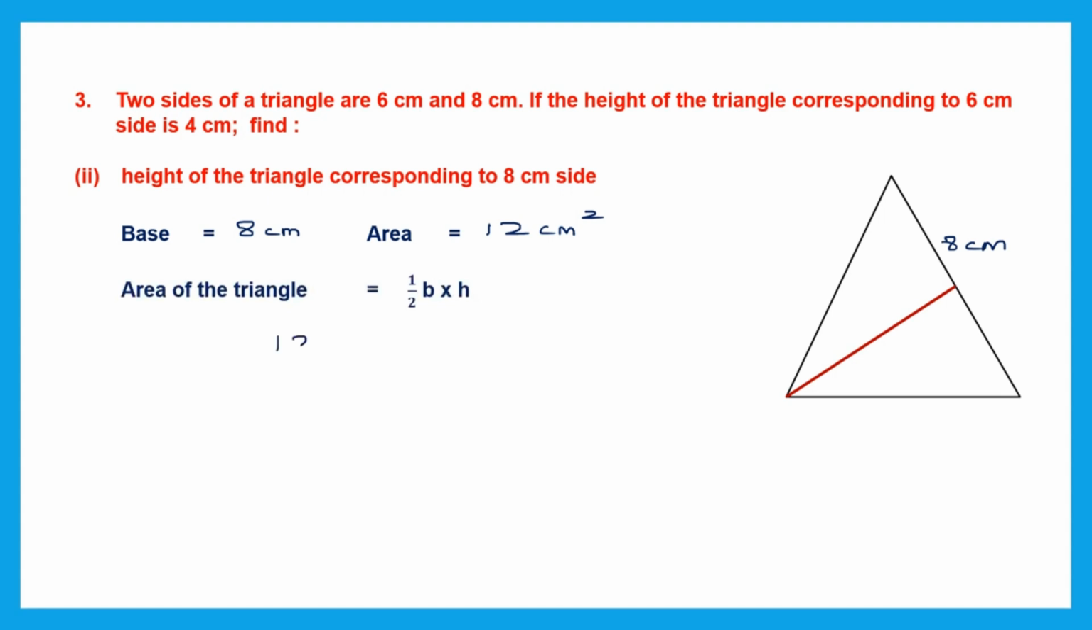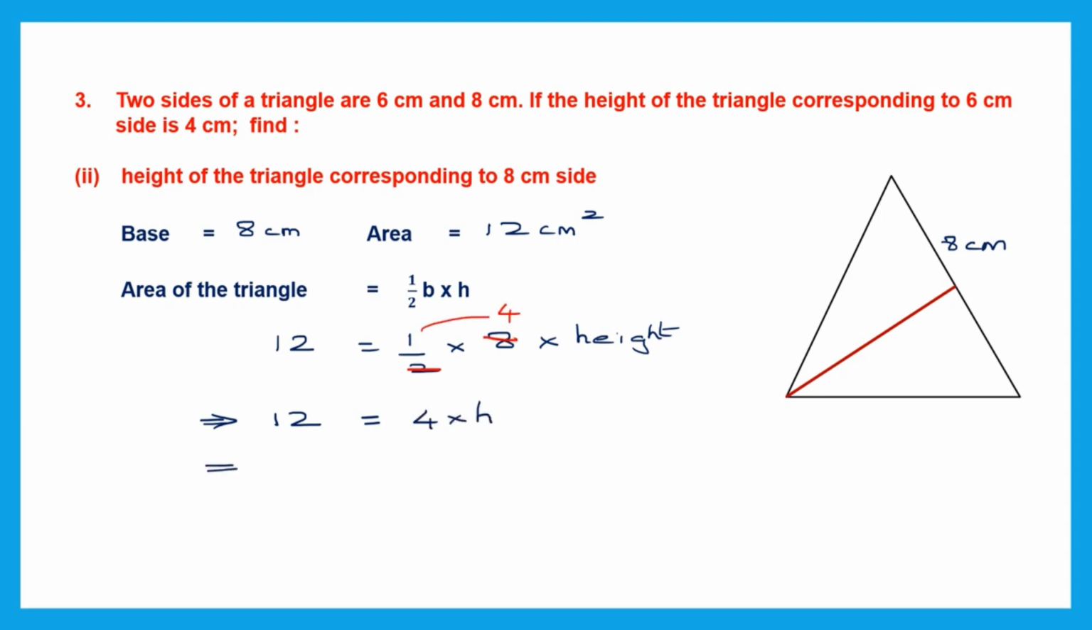And area we know is 12 centimeters square, and half. Now base is B, which is 8 centimeters. Height we don't know. We are going to find the height now. So here let's first work out what we can here. So this side we have 12 and here 1 by 2 into 8. We can cancel this. So this becomes 4. 1 into 4 is 4. So that is 4 into height.